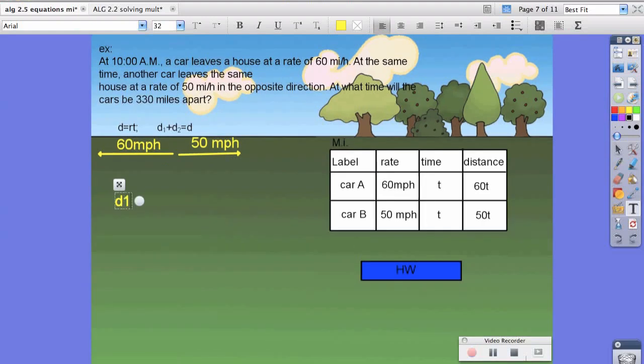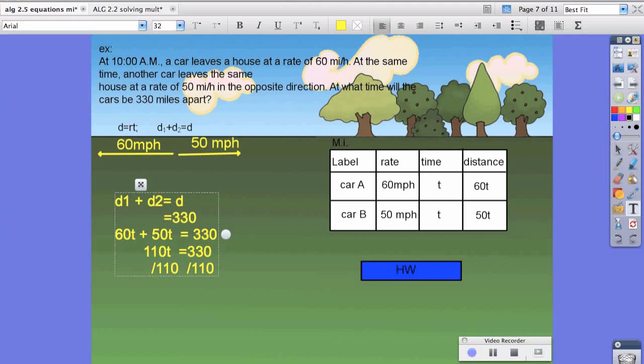So now we know that d sub 1 plus d sub 2 equals distance, which in this case is 330 miles apart. We know the distance for car 1 is 60t plus 50t equals 330. That gives us 110t equals 330. Divide by 110, divide by 110, to get the t by itself, we get t equals 3 hours. So in exactly 3 hours, the two cars will be 330 miles apart.